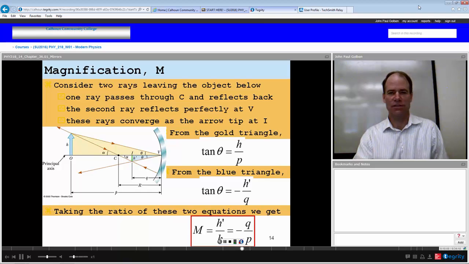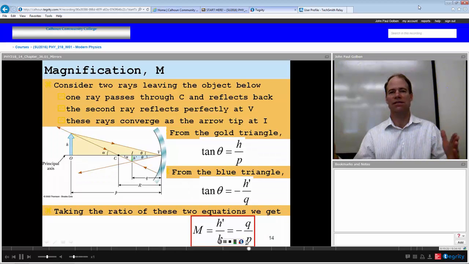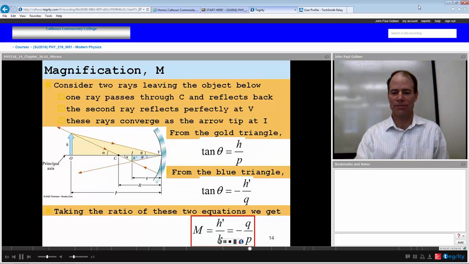Taking the ratio of these 2 equations, with a little bit of algebra, the magnification is going to be equal to our h prime height over our h height, as how our image compares to our object, and that will be equal to negative q over p. In this case, both q and p are positive quantities, so the magnification will be negative, and that's why we have an inverted image. p is positive because it's on the same side as the incoming ray. q is positive because it's on the same side as the outgoing ray.